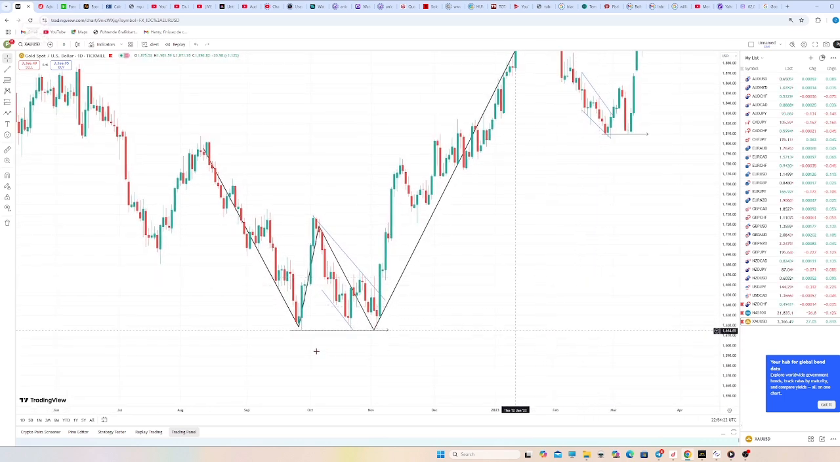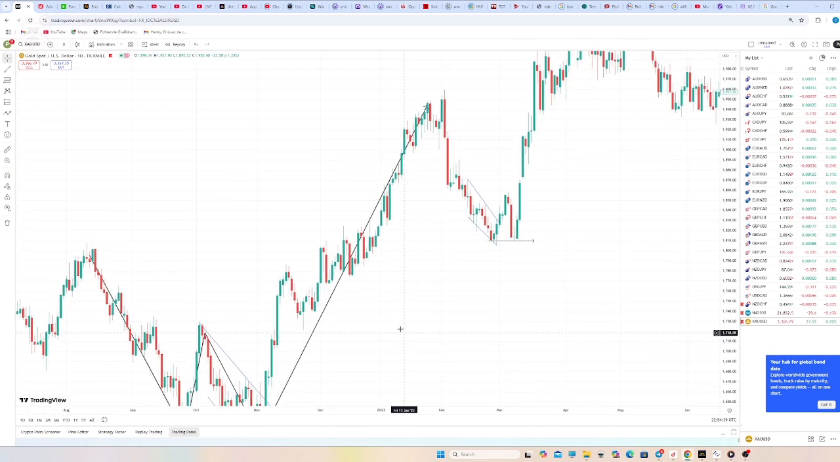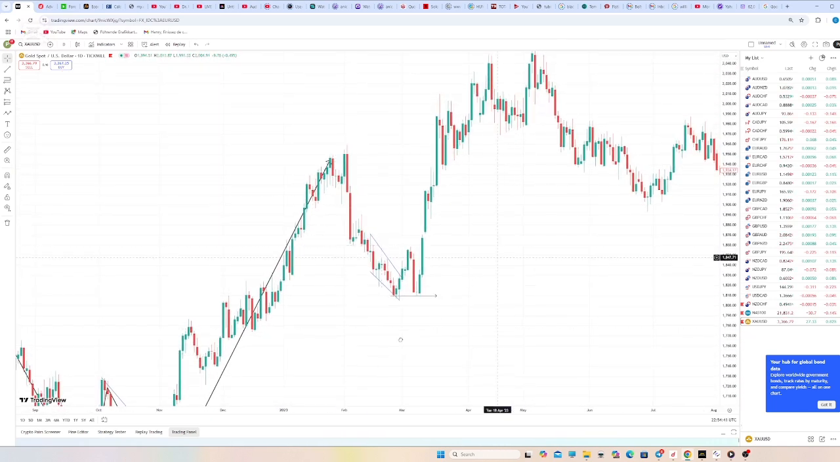Counting the confluence, we have our W pattern, which is 1, descending channel, which is 2, and the double bottom, which is 3. Again, 3 confluences all stacked together to give us our move up. Okay, let's move on.